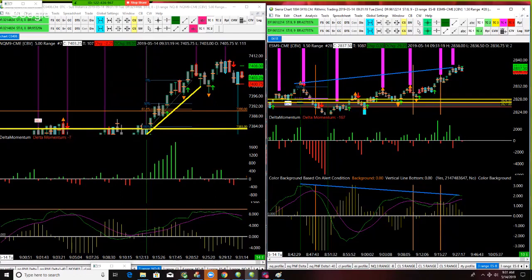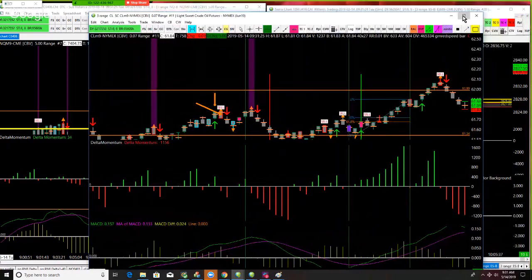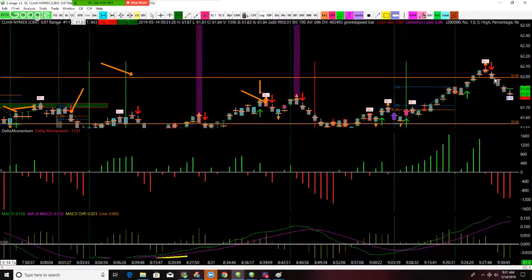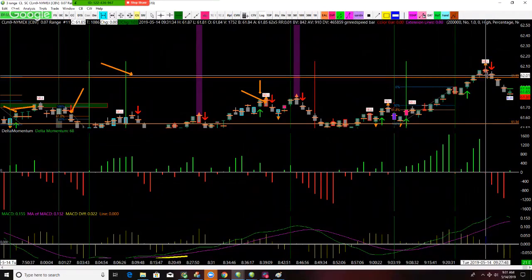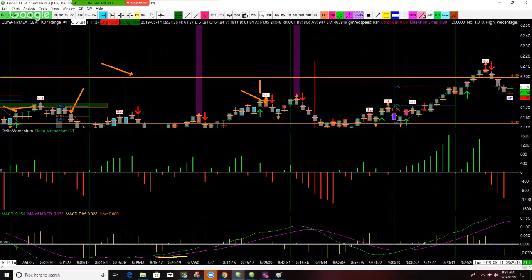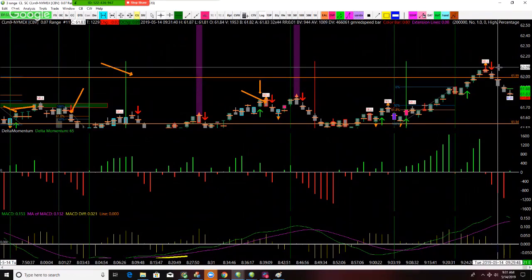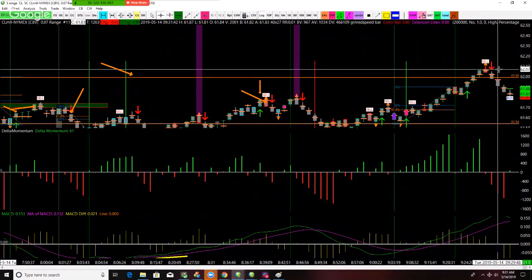That was the flip on CL right there. See that? Fractal speed bar, shift down. If I get a retest of that, damn, I didn't think we would do it that quickly. It's this bar right here. So I will attempt to short 61.90, stop 62.10. It's 20 cents.